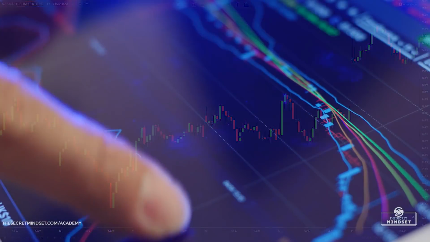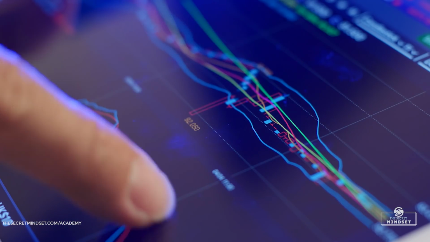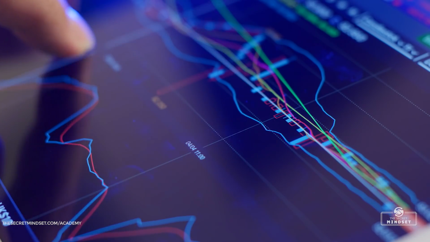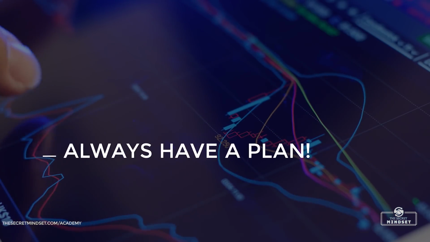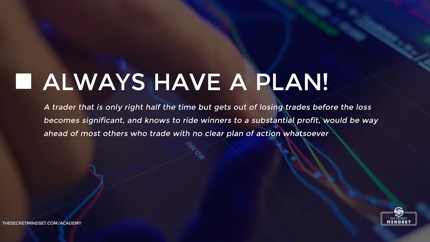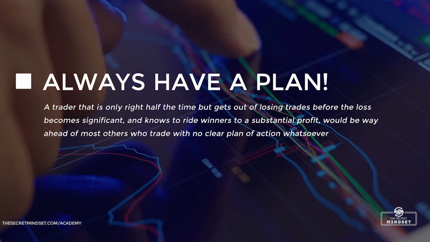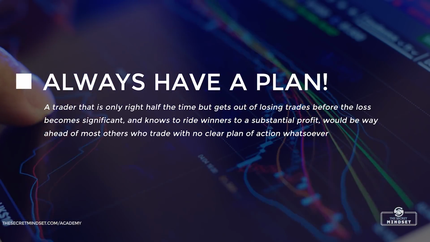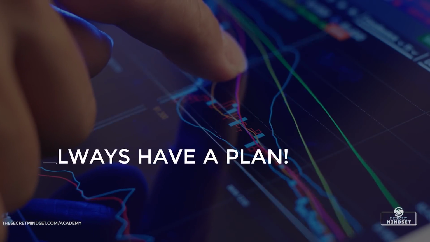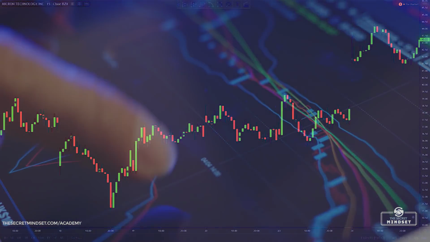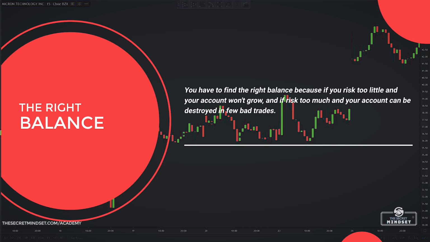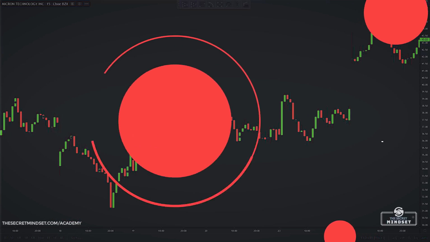Sound money management techniques can help make an average trader become better and a good trader become great. For example, a trader that is only right half of the time but gets out of losing trades before the loss becomes significant and knows to ride winners to a substantial profit would be way ahead of most others who trade with no clear plan of action whatsoever. And you have to find the right balance, because if you risk too little your account won't grow, and if you risk too much your account can be destroyed in a few bad trades.